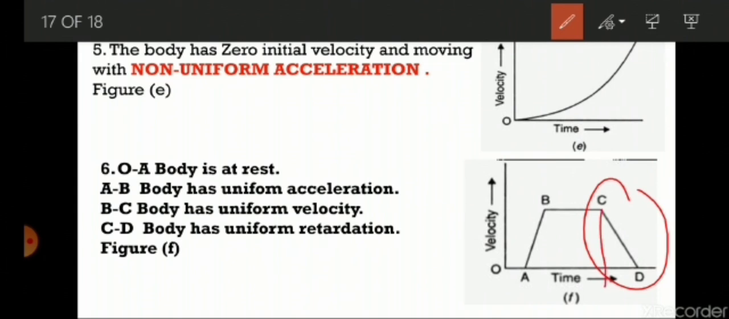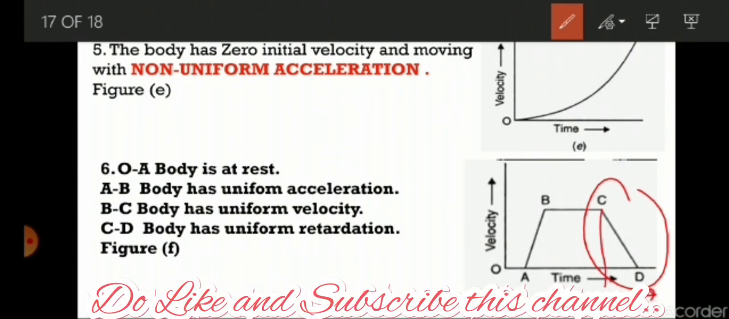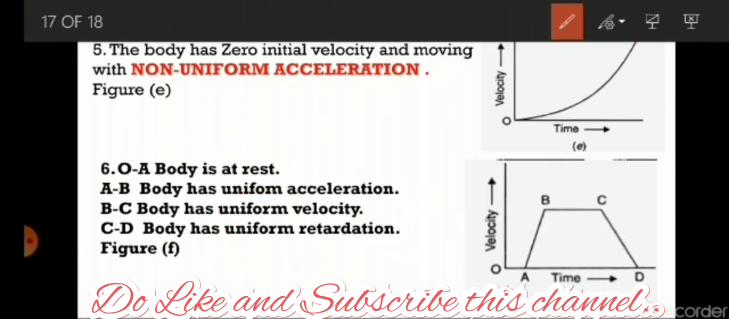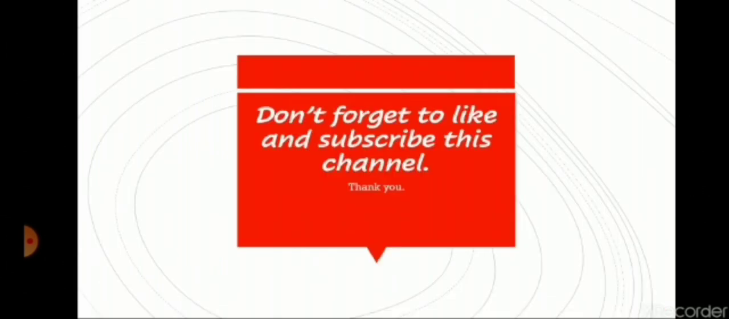Then CD: time is increasing but the velocity is decreasing with time. If the velocity is decreasing with time, it will show uniform retardation.